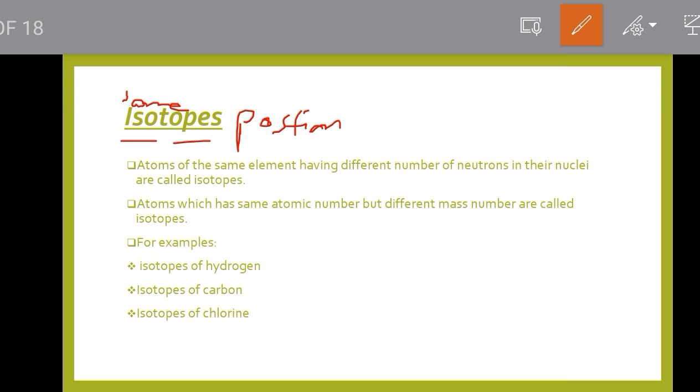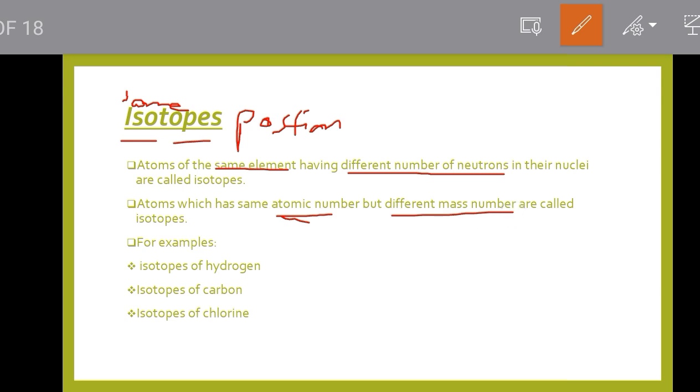Here is a simple definition. Atoms of the same element having different numbers of neutrons. So the number of neutrons basically determines the atomic mass. So they have different numbers of neutrons in their nuclei. Or in another way, atoms which have the same atomic number but different mass number are called isotopes.